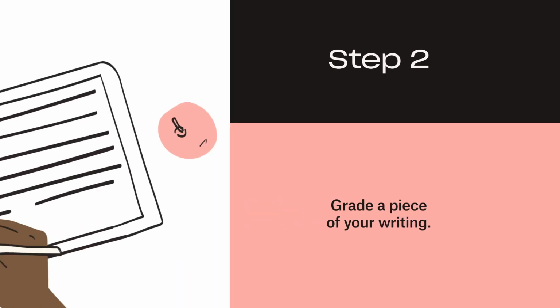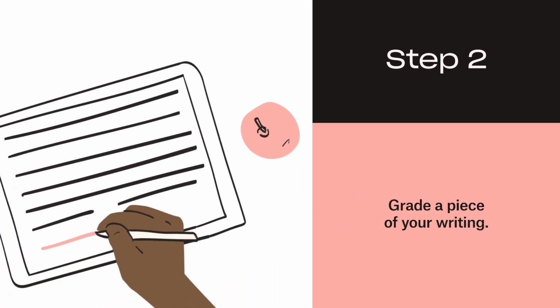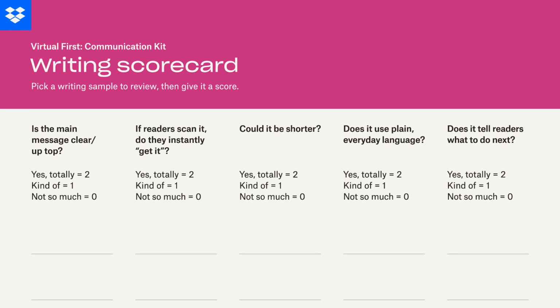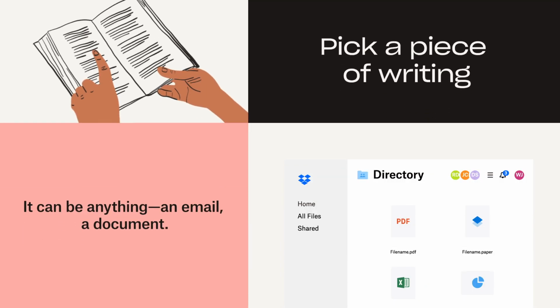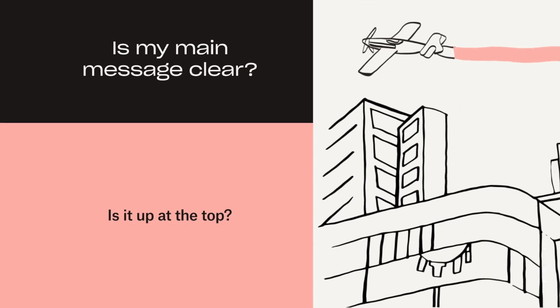And then for step 2, you can, if you like, try to grade a piece of your writing. In the practice, we have a writing scorecard. In the scorecard, all you would do is pick a piece of writing. It could be an email, a document you wrote, or just something from your company. Then you review it and ask yourself, is my main message really clear?